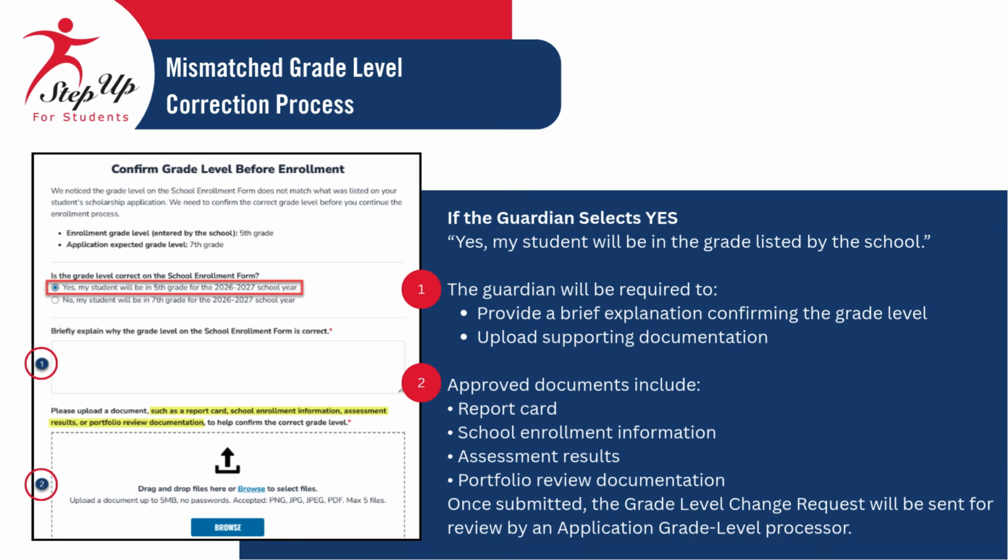Next, the guardian needs to provide a brief explanation confirming why they agree with the grade level. Additionally, the guardian must upload supporting documents. These documents might include a report card, school enrollment information, assessment results, or portfolio review documentation. Once these items are submitted, the request goes back for review.